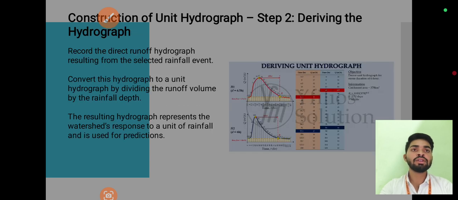Construction of unit hydrograph. Step 2. Dividing the hydrograph. Record the direct runoff hydrograph resulting from the selected rainfall event. Convert this hydrograph to a unit hydrograph by dividing the runoff volume by the rainfall depth. The resulting hydrograph represents the watershed response to a unit of rainfall and is used for predicting runoff from rainfall.